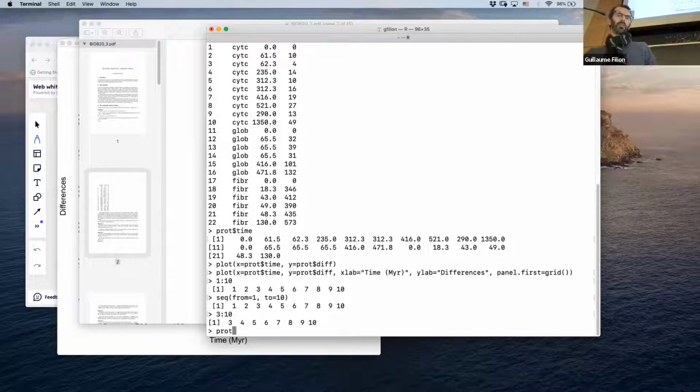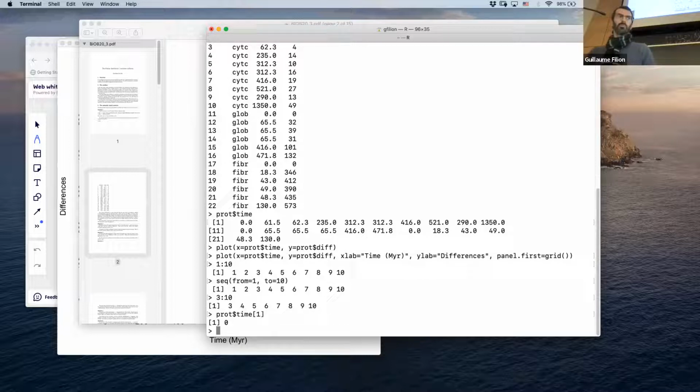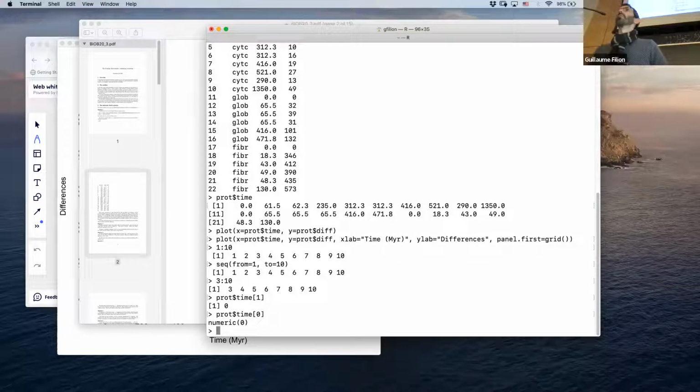If we say prot$time square bracket 1, that's the first entry. Okay, that's the one that says 0 here. Just a quick thing, R starts at 1. Some programming languages start at 0, and so 0 would make sense for some programming languages, but R considers that the first element is 1, it's not 0. So when you say that you want the 0th element of a vector, you get a funny answer. R says, you're funny? Well, I'm funny too. Makes no sense. So it's not an error, but that's not what you want either.